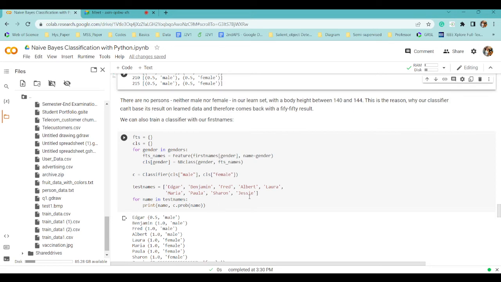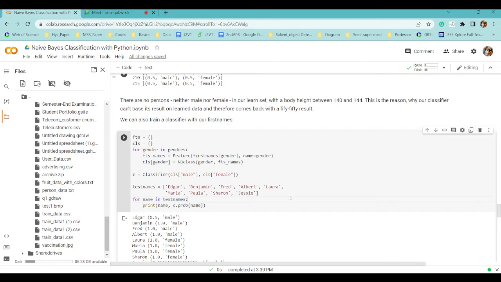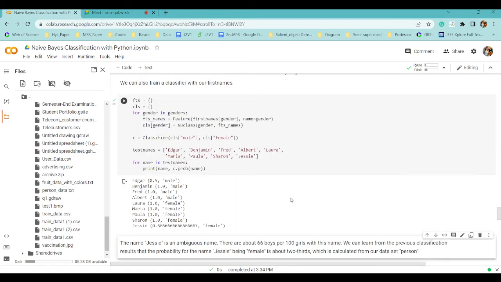These names are provided in the data set only. There are so many names, we are just taking a few of them. Now we need to know the probability that it will be a male or a female. So this is what we are doing: with the help of a name, how can you tell if it is a male or female?